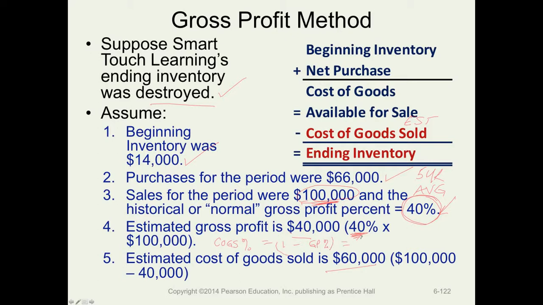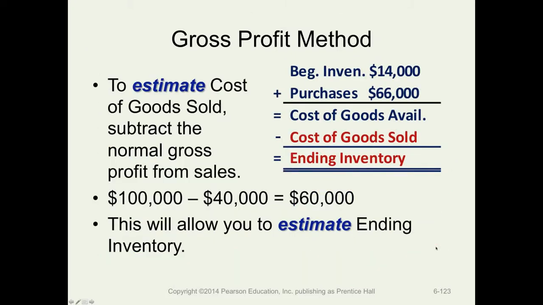So in this case, the COGS percentage is 60%. And therefore, if I sell 100,000 and I know my COGS percentage is 60%, I get the same estimated cost of goods sold. So either way would be correct. And in this case, we would come up with our estimated cost of goods sold, and now estimated cost of goods sold is 60,000. Now we've got our goods available for sale.